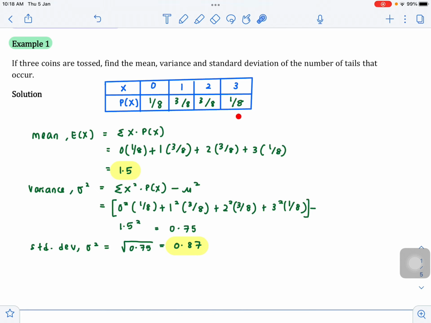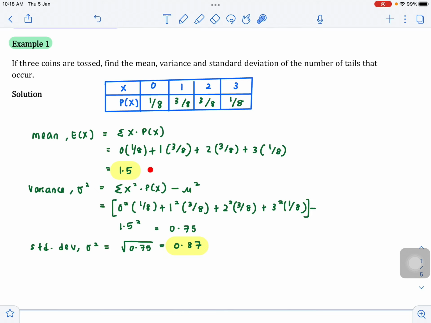And then let's see, the question asks about mean, variance and standard deviation. So you use the formula mean or E(X), expected value, is equivalent to summation of x times p(x). So every x value you have to multiply with p(x). 0 times 1 over 8 plus 1 times 3 over 8 plus 2 times 3 over 8 plus 3 times 1 over 8. So your answer will be 1.5. So this is your expected value.